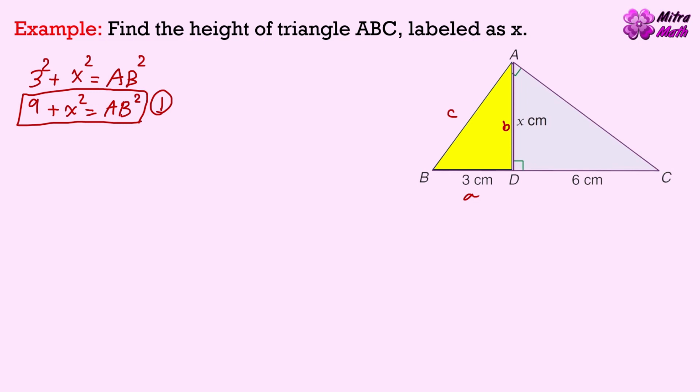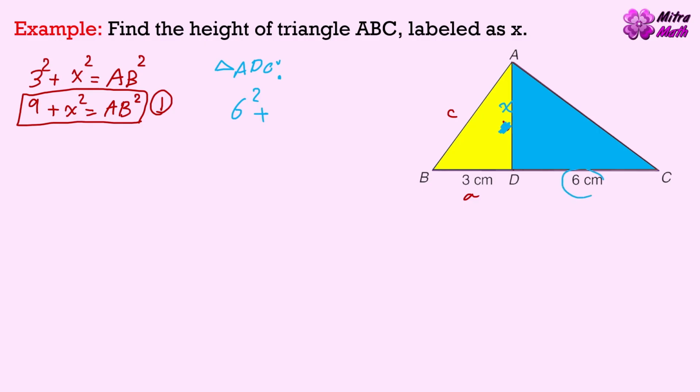Now I'm going to work on the other right angle triangle, which is the blue one. In the blue one, again, I can apply the Pythagorean theorem formula. So therefore, in the blue one, which is triangle ADC, I can say 6 squared plus B was x. Yes, here was x.